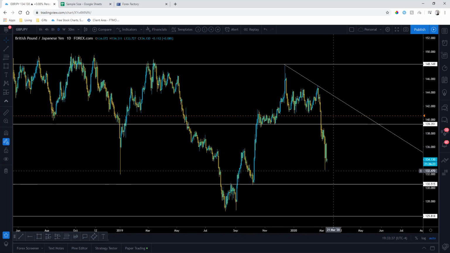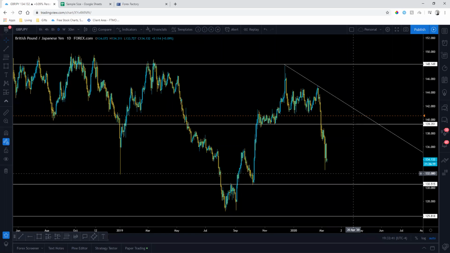So we have this huge impulse, but we do not have a what? We don't have a correction yet. All right, the bigger the impulse, the bigger the correction. So we're going to expect a big correction coming here.